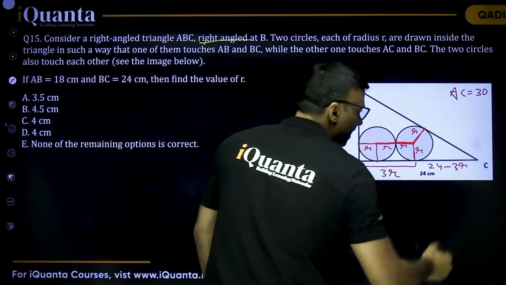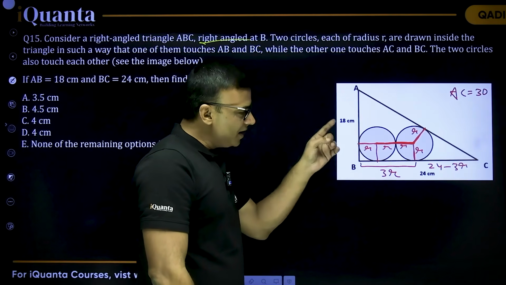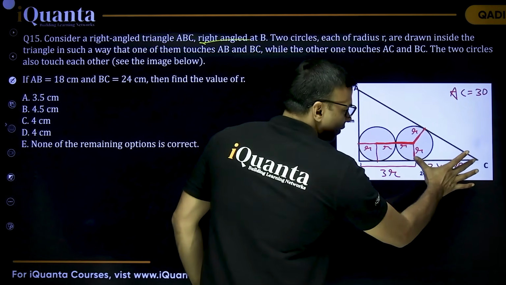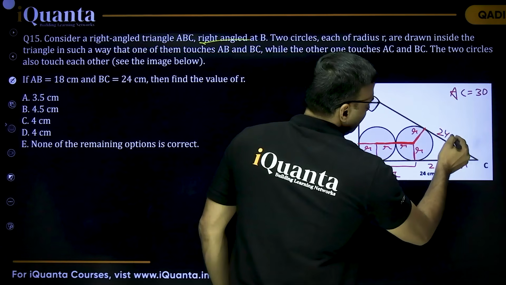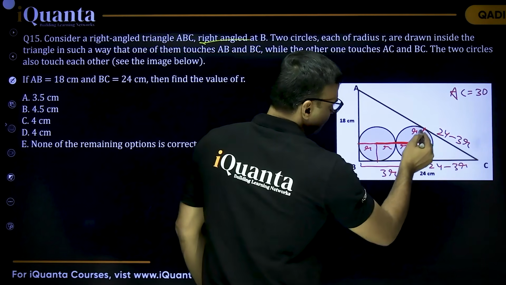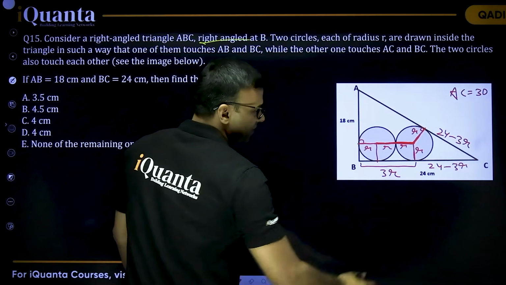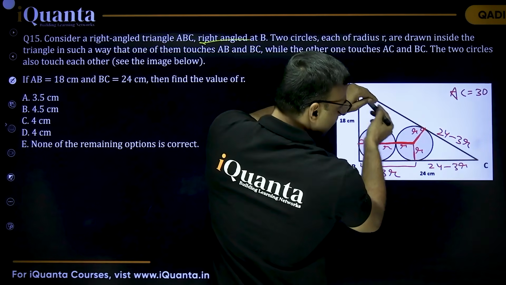Now from C, there are two tangents which are coming out. The tangents from the same point, there will be two tangents and both of them will be of equal length. So if this length is 24 minus 3r, this length will also be 24 minus 3r. Right? Because tangent and radius are perpendicular. This entire thing is 30.